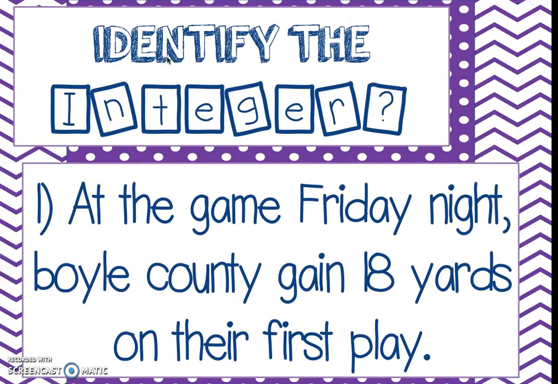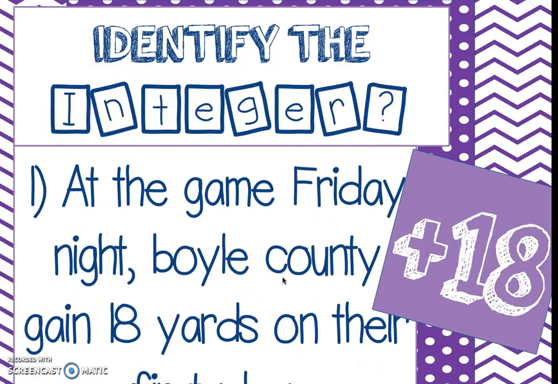So here's our first situation, and it says, at the game Friday night, Boyle County gained 18 yards on their first play. The first thing we're going to do is underline the word or words that indicate whether it's a positive or a negative integer. If we look at this problem, we can see that the word gained, 18 yards on the play, tells us that they're moving forward. Since they're moving forward, we can assume that it's a positive 18 yards. So the word gained on your paper should be underlined because it indicates that it's a positive integer. And then in the integer box, it's a positive 18.